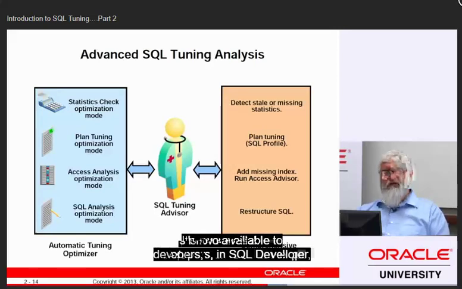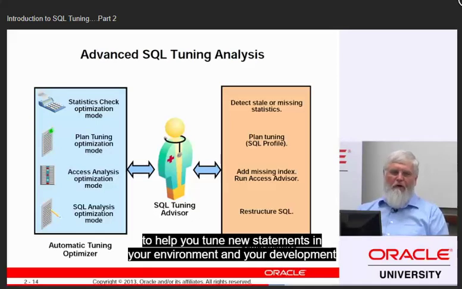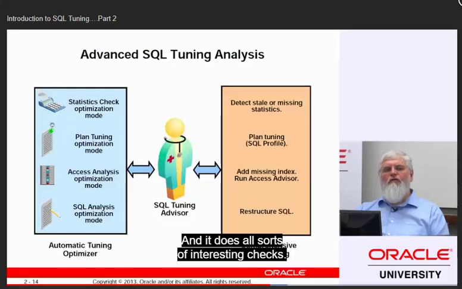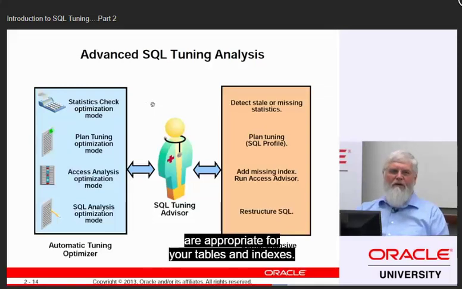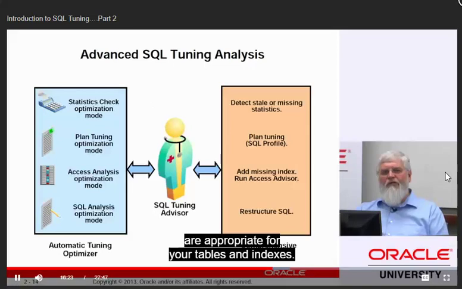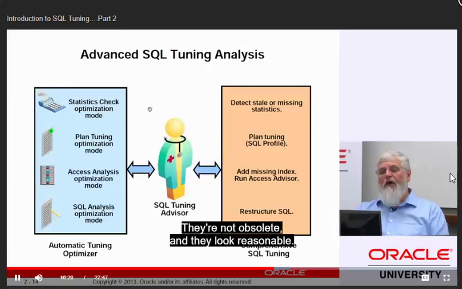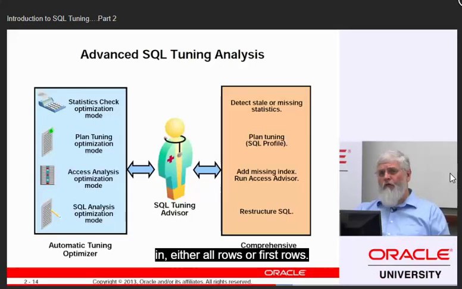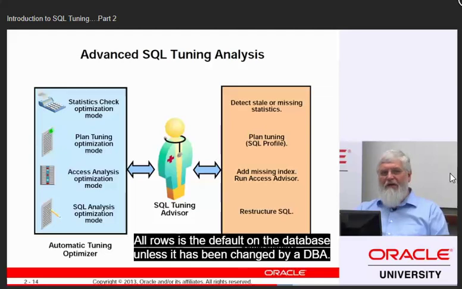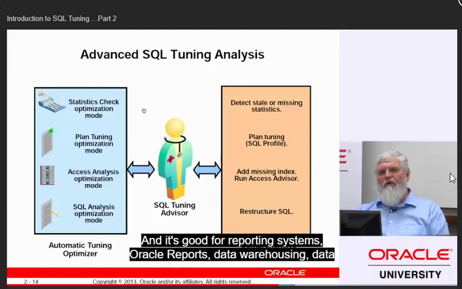It will check that the optimizer statistics are appropriate for your tables and indexes, and they're not obsolete, and they look reasonable. It also checks the optimization mode the optimizer is running in, either all rows or first rows. All rows is the default on the database unless it's being changed by a DBA. And it's good for reporting systems, Oracle reports, etc. Data warehousing, data marts, etc. First rows is more appropriate for online applications or web-based applications.